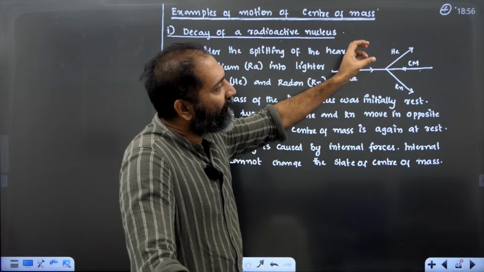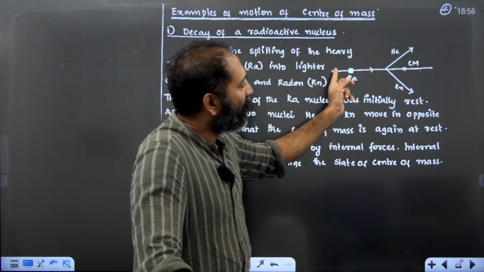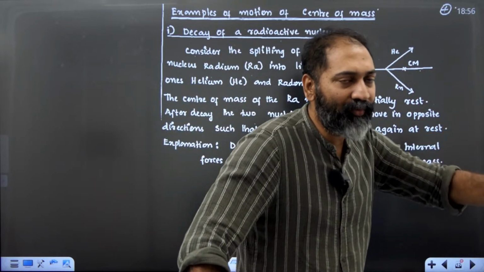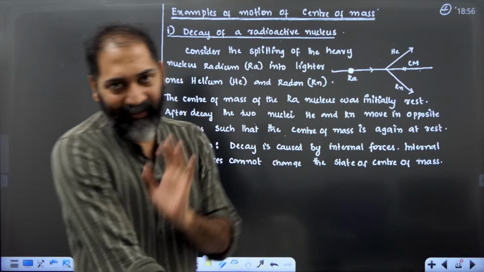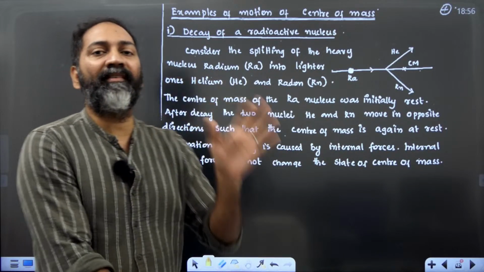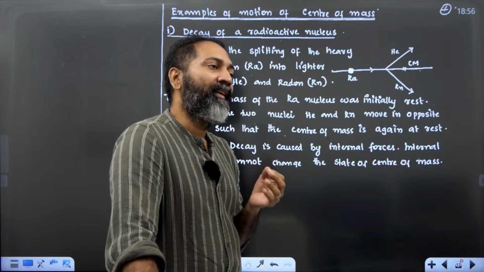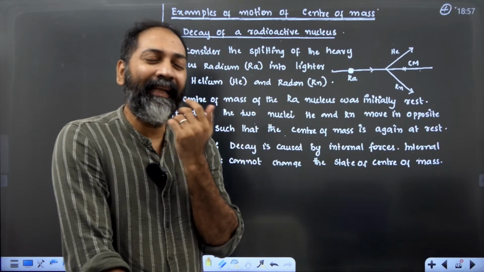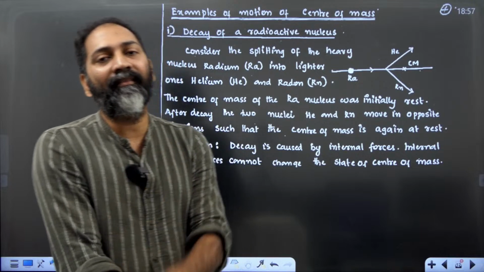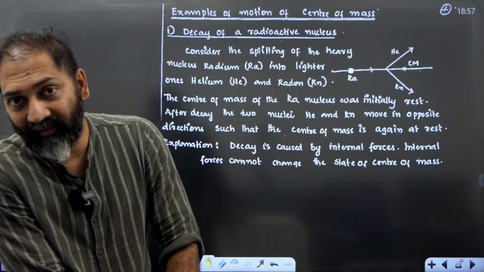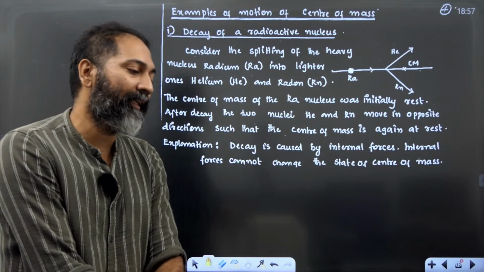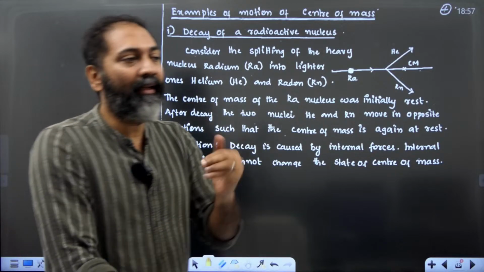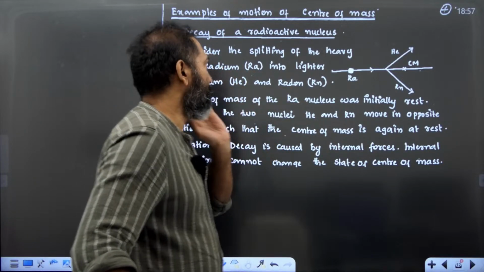So even after disintegration, the center of mass will continue at the same position. Why? The center of mass will not change because radioactive decay is due to internal forces. What is the reason behind radioactive decay? Internal forces. Internal forces cannot change the center of mass.